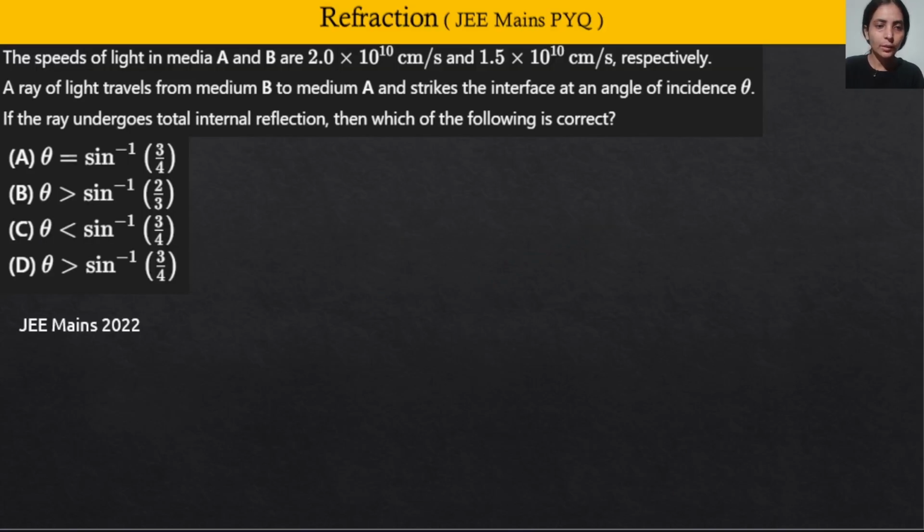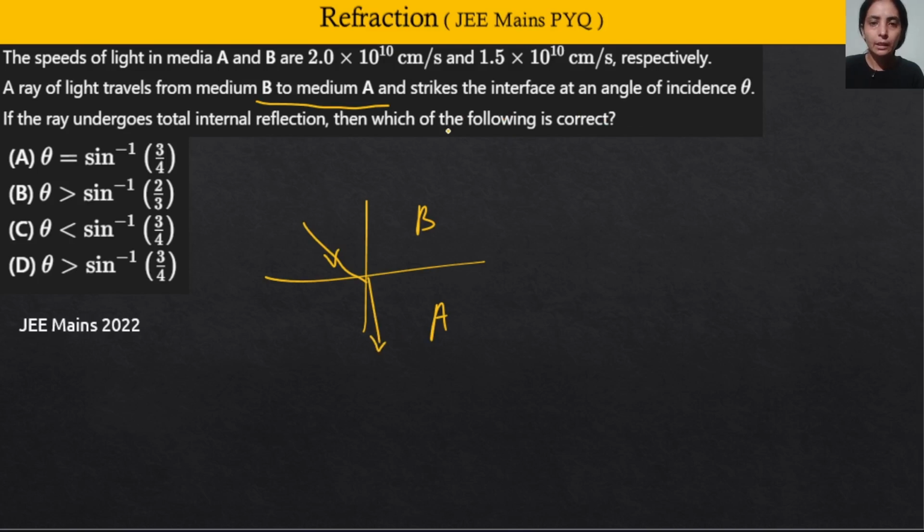Yes. Now let us look at this question. What is said in here? The speeds of light in media A and B are this and this. A ray of light travels from B to A. So it is traveling from B to A. Incident light is in B and refracted light is in A, and it strikes the interface at an angle of incidence theta. This angle is theta, given.